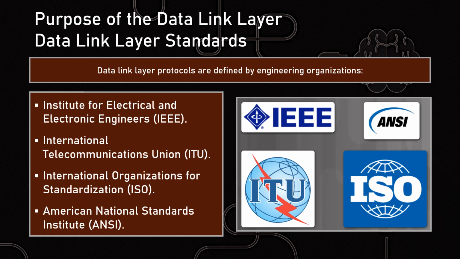The ITU is the International Telecommunications Union. The ISO is the International Organization for Standardization. The American National Standards Institute is called the ANSI, or ANSI, as I learned it. Next, let's talk about topologies, how we arrange these things.